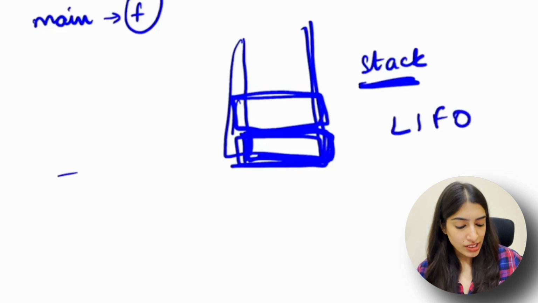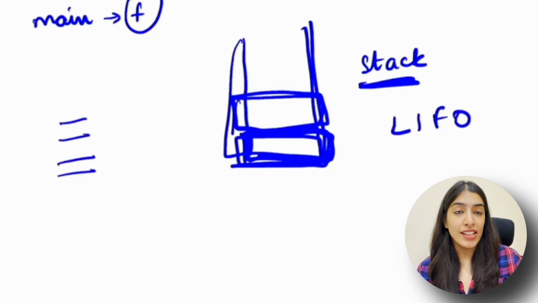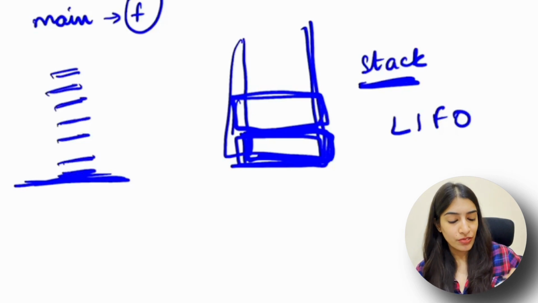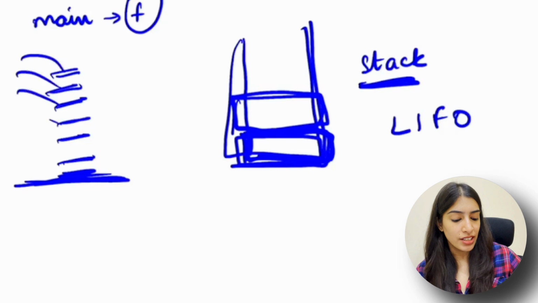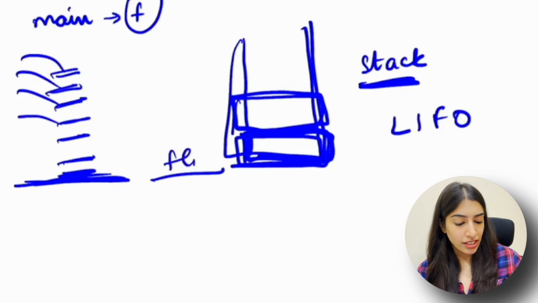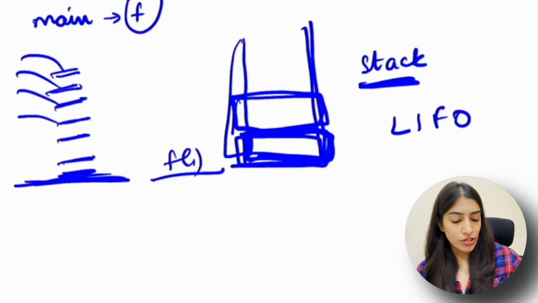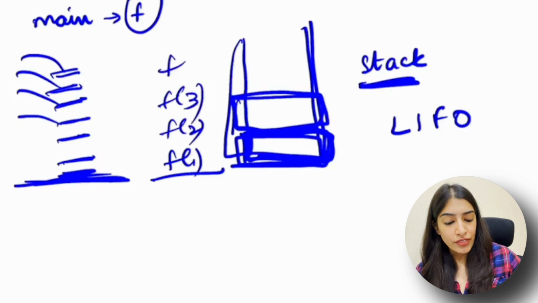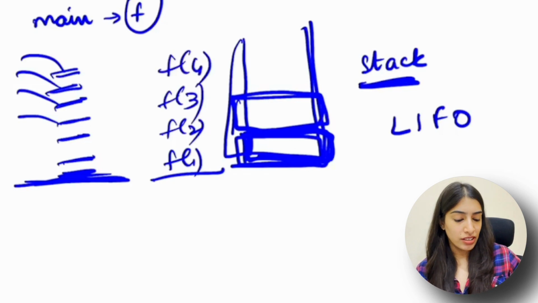This basically looks like a stack of plates. As you keep adding more plates, they are added on top. So this is the ground and you are adding plates on top of it. And when you start removing the plates, you will remove them from the top itself. Similarly, when memory is allocated for function 1, it is allocated over here. When memory has to be allocated for function 2, it will be allocated on top. Function 3, on top. Function 4, on top.